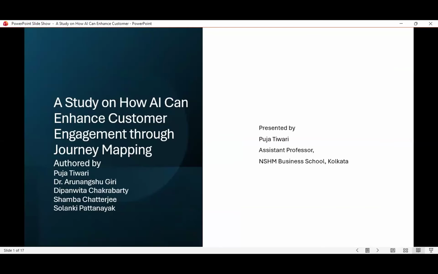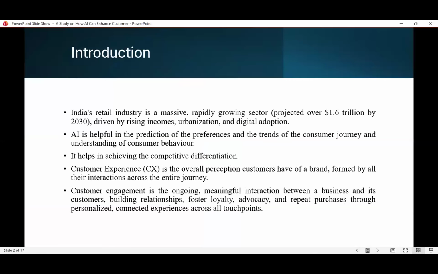So, my name is Pooja Tiwari, and today I'm here to present a study on how AI can enhance customer engagement through journey mapping. My co-authors are Dr. Arunakshu Giri, Dipannita Chakravarti, Shamba Chatterjee, and Solanki Patnaik. Today I'm going to discuss consumer shopping and purchase behavior, but how AI is involved in it and how AI improves the engagement part of it.